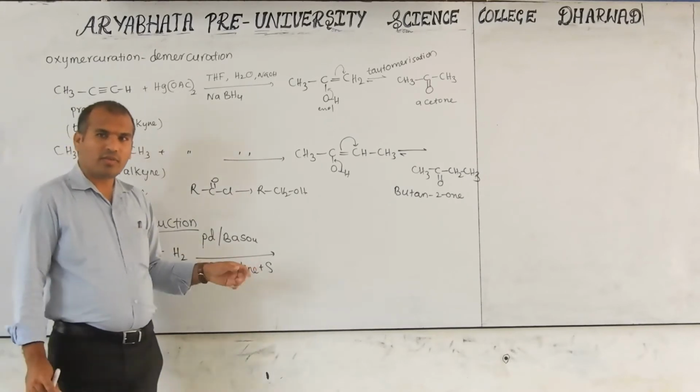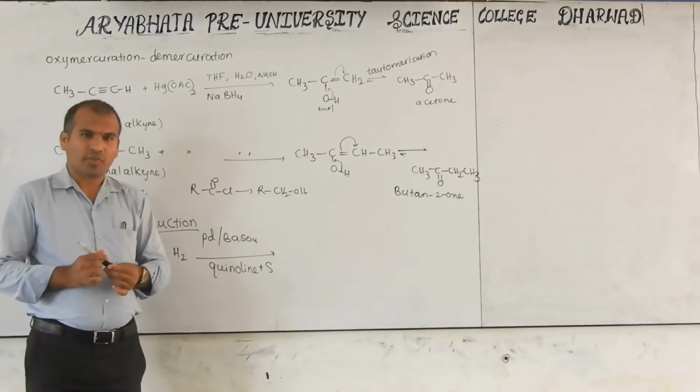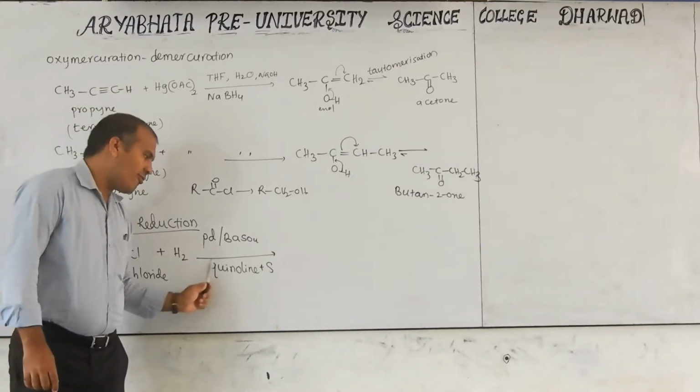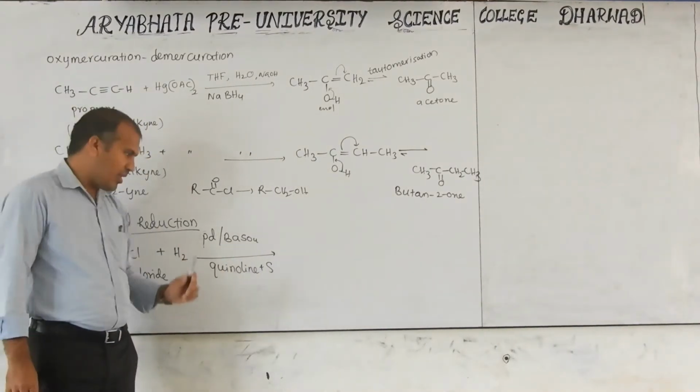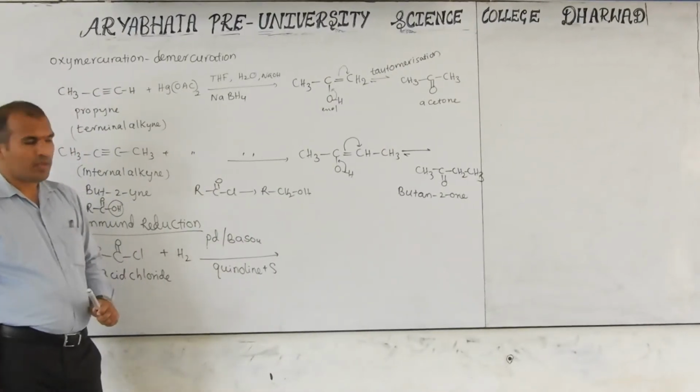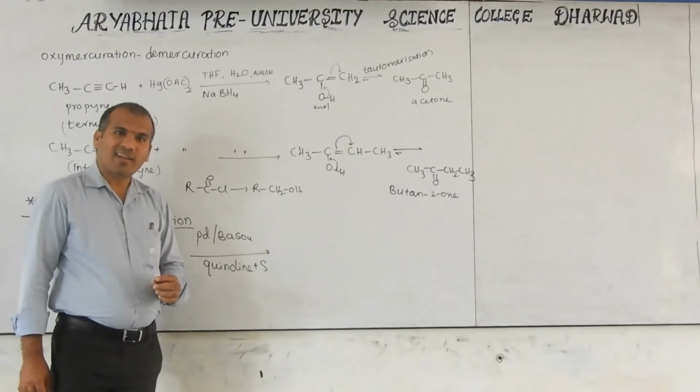Sometimes they will ask a question in the Rosenmund reduction reaction: what is the role of xylene? It is a poison to this catalyst. Carefully observe. And it is sometimes also called Lindlar's catalyst.